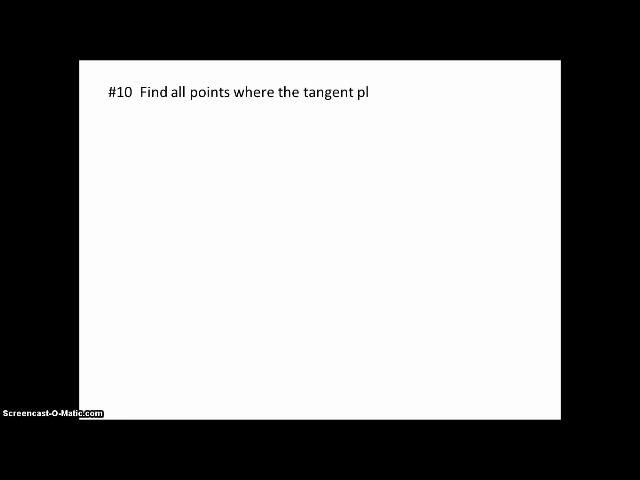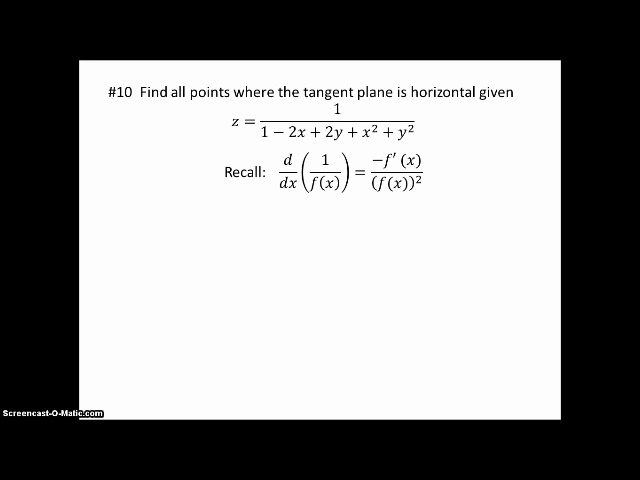Number 10, find all points where the tangent plane is horizontal given z equals this function in x and y. Well, now recall from single variable calculus that the derivative of 1 over f of x is the opposite of f prime of x divided by f of x squared. So we use a similar formula to compute our partial derivatives. For zx, we have the denominator squared, and then the derivative of the denominator with respect to x, pretending that y is a constant, gives us negative 2 plus 2x, so we take the opposite of that and get positive 2 minus 2x. And this is going to be 0 when x is 1.